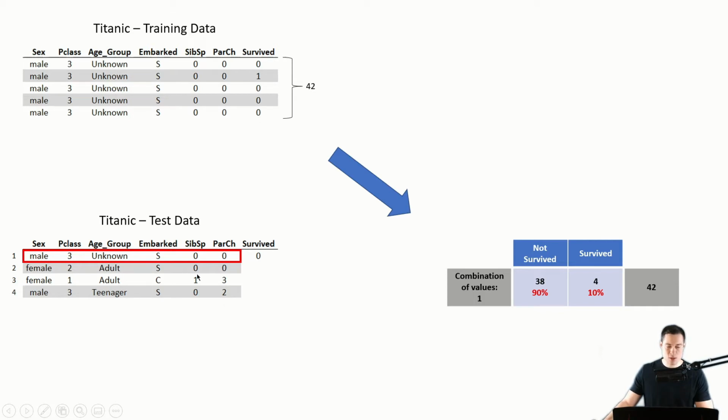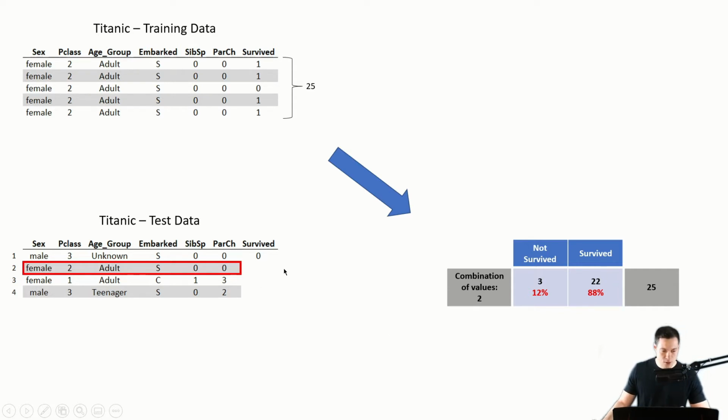So now let's do the same thing for the second passenger here. And here we can see that there are in total 25 passengers that have the same combination of values as test passenger 2. And here 88% of those survived. So obviously we would predict that this passenger survived. So let's see if that's the case. And indeed, our prediction was correct again.